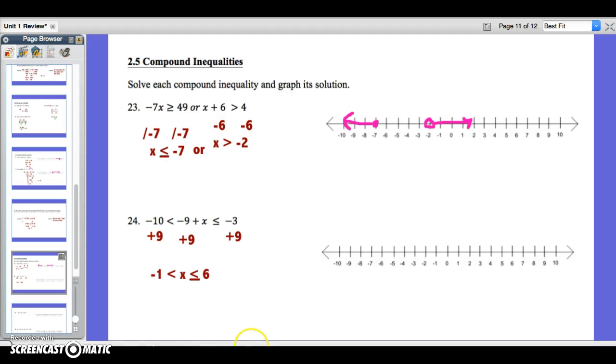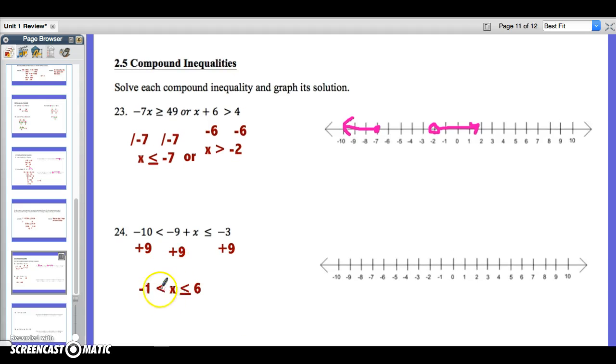Now let's graph it. Because of this symbol right here, I know that it's going to be an open dot at negative 1 because it doesn't have that equal to underneath. So negative 1, it's going to be open. And then it's going to go all the way to positive 6. And 6 is going to be filled in because it does have that bar underneath it there. So I'm going to have a filled in dot here. And then I would connect these two because x is physically between negative 1 and 6. And that's it for this question.